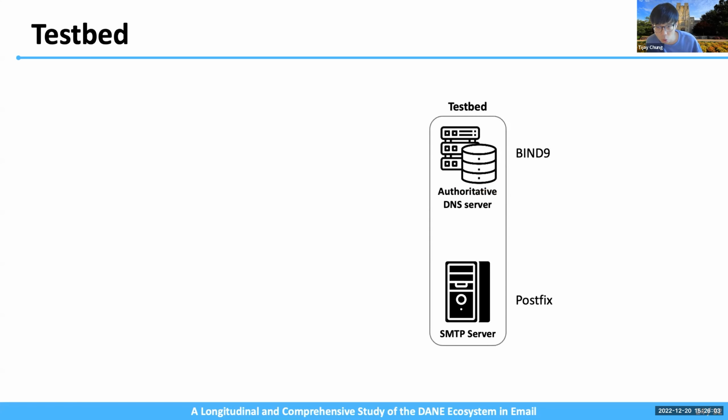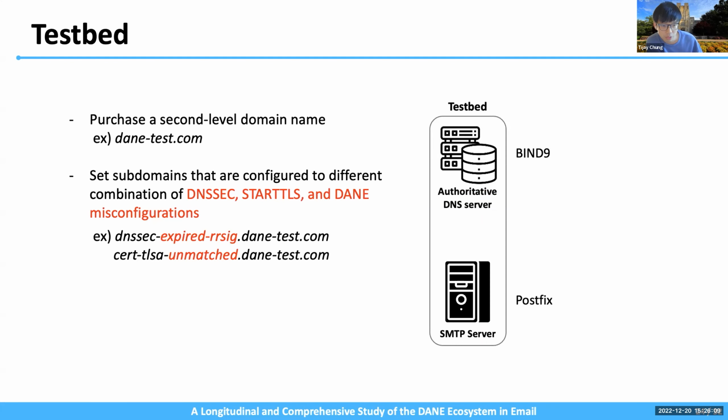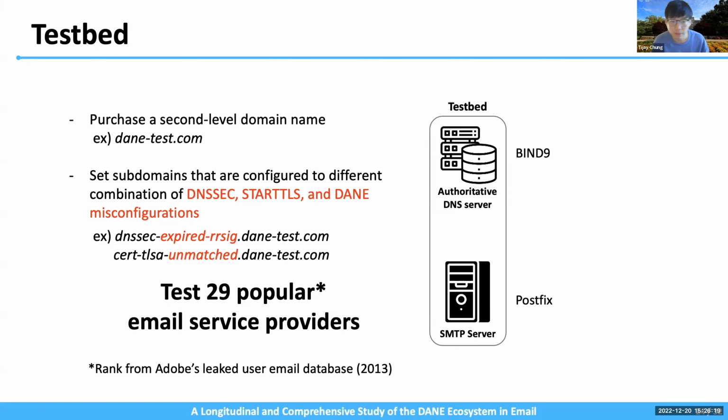So we set up our own test bed. We run our own DNS server and SMTP servers. We can make many different domain names and subdomain names that are incorrectly configured. After that, we sign up with email service providers, and from that email account, we send emails to these tested domain names, which are incorrectly configured.